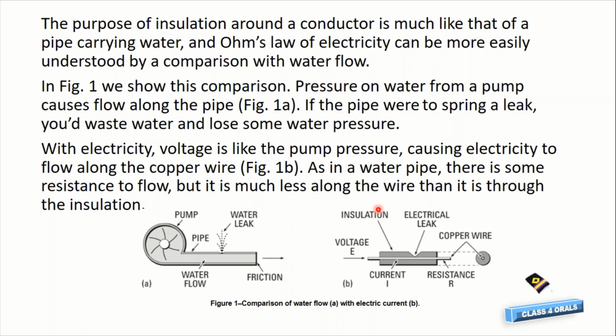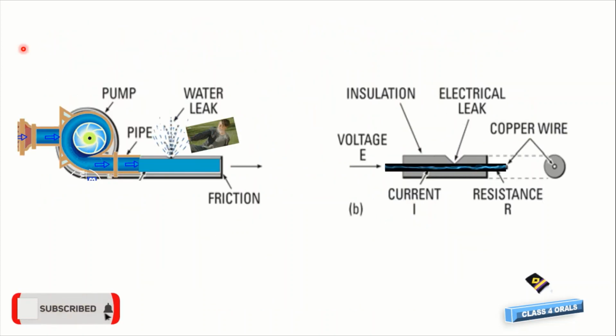the insulation. Like this is my pump which is driving the water through this channel. Similarly, the motive force here is voltage, which is driving the current through this conductor and insulation. Here the pump is same as voltage, the pipe is same as your insulation, the conducting medium is your water, which here is current. And the friction here is resistance.